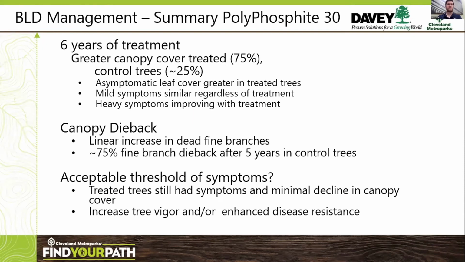So just a quick summary here, our 6 years of treatment, we've got greater canopy coverage in treated trees. We've got better proportion of asymptomatic leaf cover. Mild symptoms, not so much. Heavy symptoms doing better. And then our canopy dieback in fine dead branches is looking much better in our treated trees. So is there some acceptable threshold of symptoms that is still worthwhile to treat this? You know, maybe have a couple of symptoms here and there, but overall that tree is still alive.